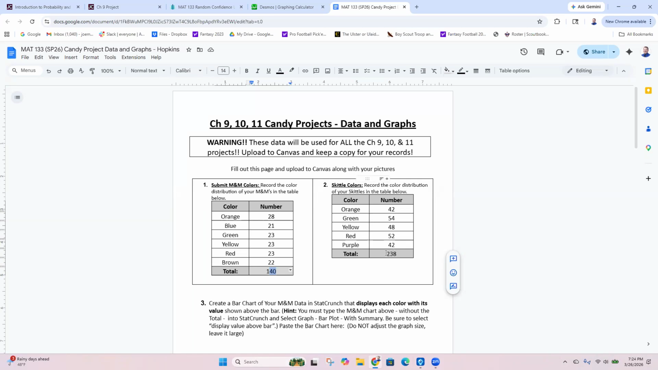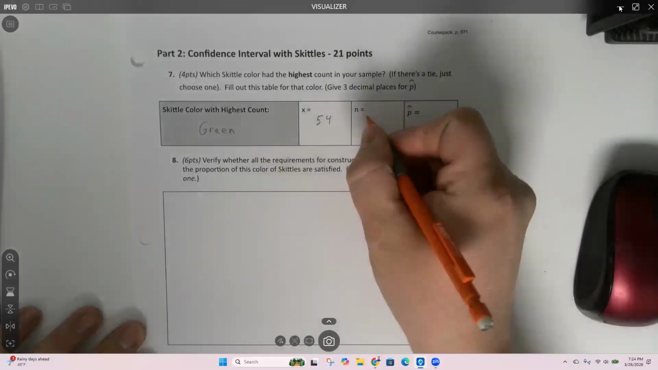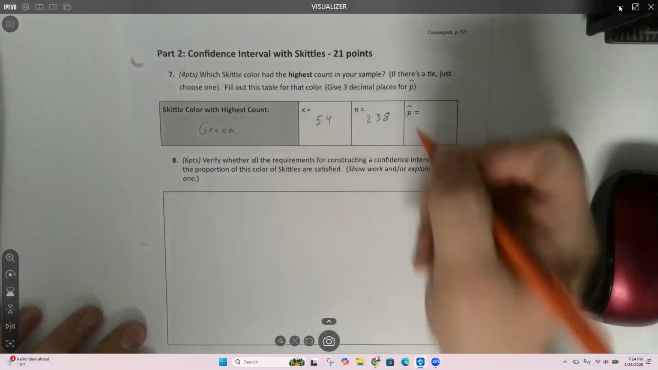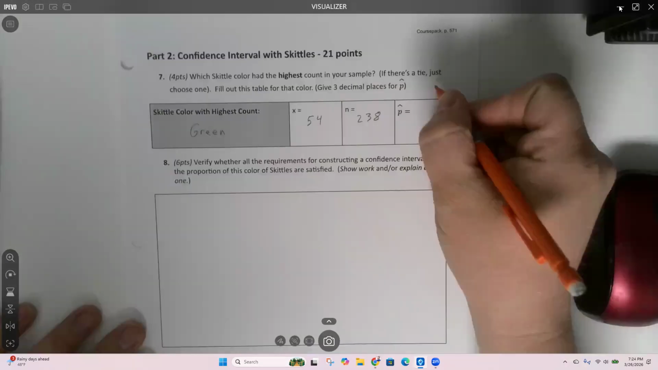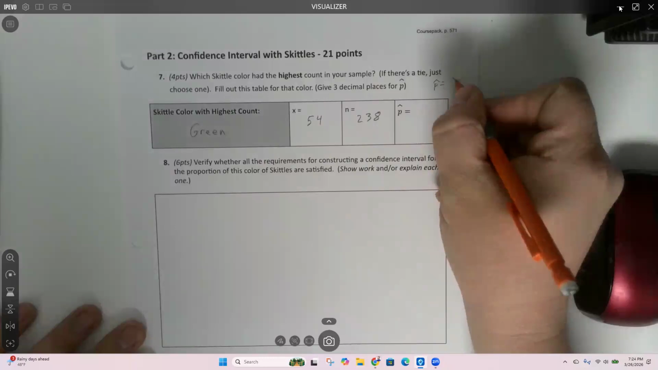Wait, Joe, I thought X was the one we had the lowest count. Is it the highest count? Okay, I read that wrong. No, we want to do highest count this time. So for Skittles, we're doing highest, and your sample size is the total number of Skittles you had. So mine was 238. P hat is X over N.